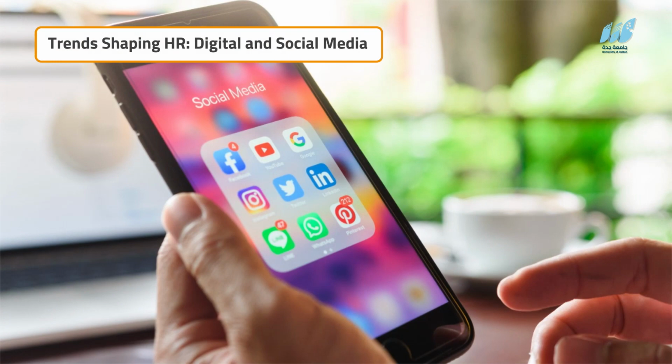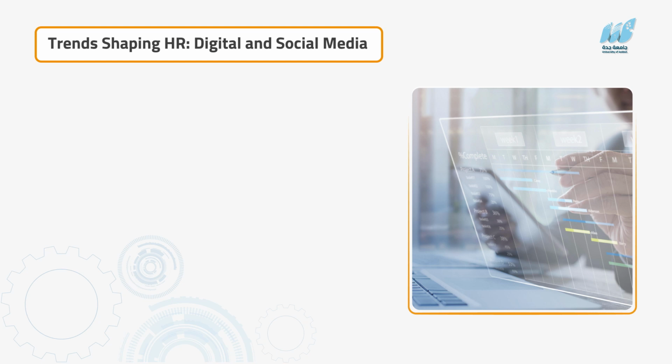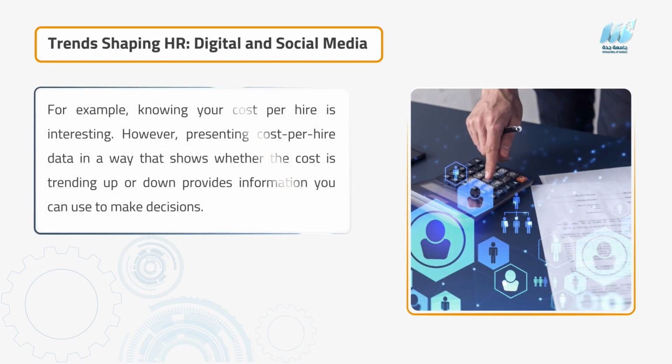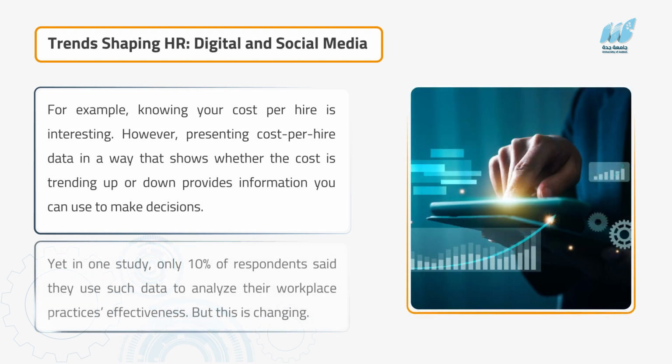Trends shaping HR, digital and social media. Data like monthly labor costs are interesting but relatively useless until converted to information. Information is data presented in a form that makes it useful for making decisions. For example, knowing your cost per hire is interesting. However, presenting cost per hire data in a way that shows whether the cost is trending up or down provides information you can use to make decisions. Yet, in one study, only 10% of respondents said they used such data to analyze their workplace practices' effectiveness, but this is changing.